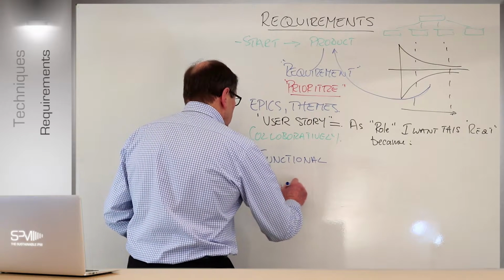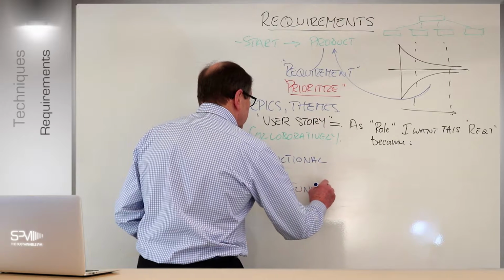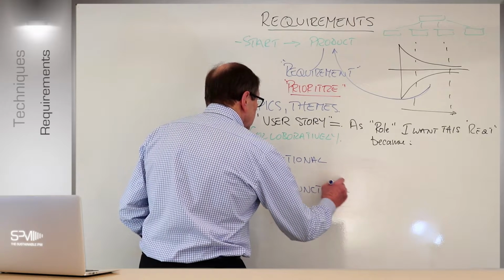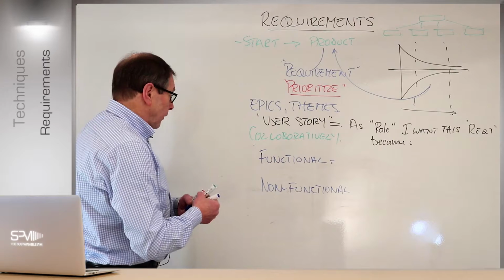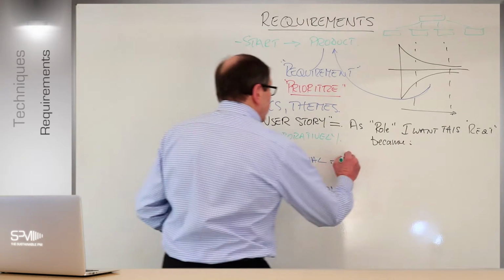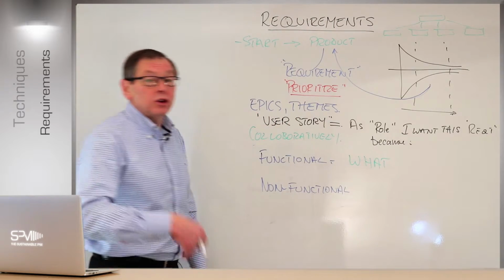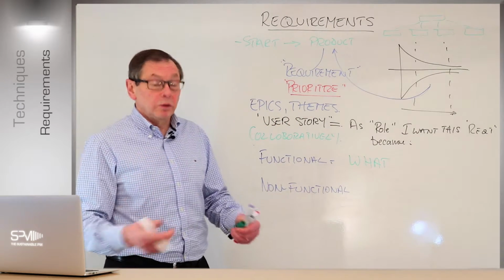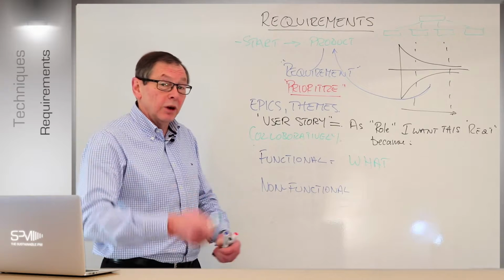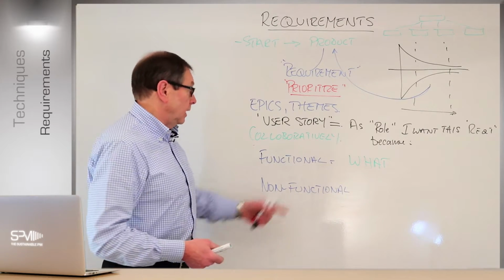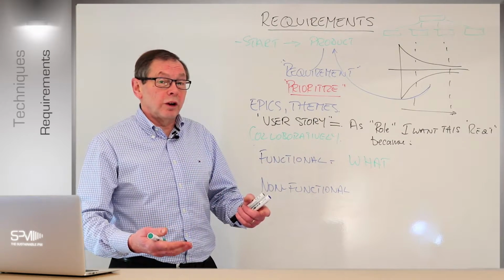Okay, now the functional ones are the ones we tend to look at in the main. And the functional one is, what are we delivering? What are we delivering from a functional point of view? You know, the new document, the relocated office, for example. That is the functional bit, okay? And that's usually what we tend to concentrate on.